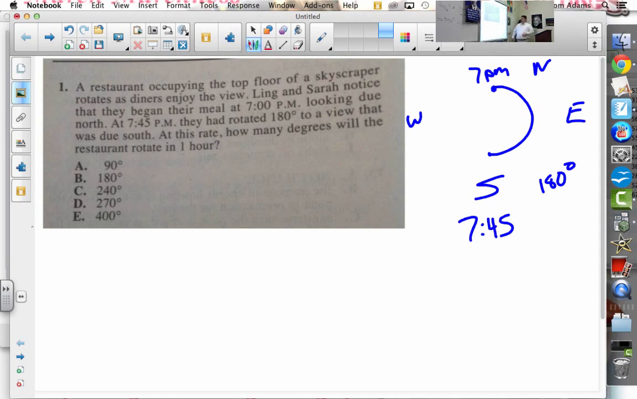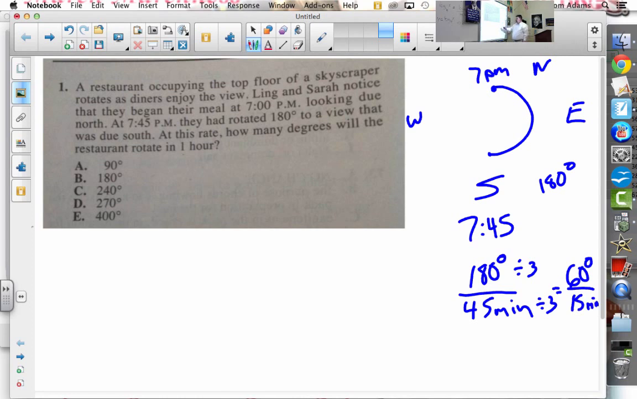That's a great idea. What he said was, look, it took 45 minutes to go 180 degrees. And to get 1 hour, he realized he just needed 15 more minutes. So what he did is he said, well, let's figure out exactly how many degrees the restaurant rotates in 15 minutes, because he just needed another 15 minutes. So if you divide the top by 3 and you divide the bottom by 3, you figure out that you get 60 degrees in 15 minutes.